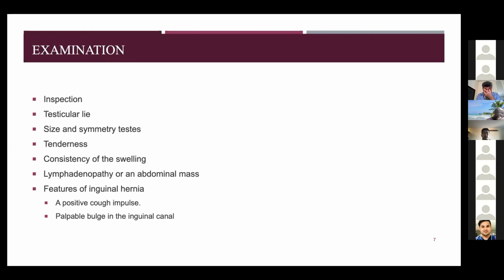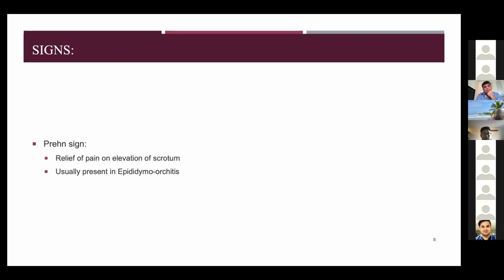Along with this, there are other signs as well, which should be examined in patients with testicular pain and swelling, some of which I have discussed below. So one of the signs is the Prehn sign. It is usually positive in patients suspected to have epididymo-orchitis. It is a relief of pain on elevation of the scrotum. So this is the Prehn sign.